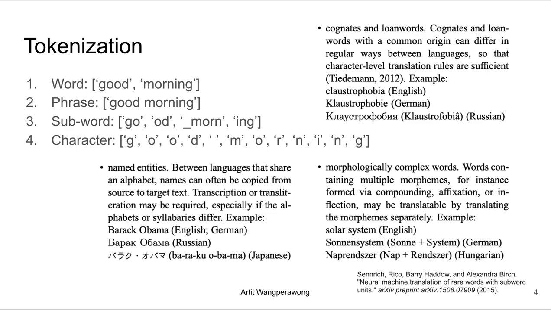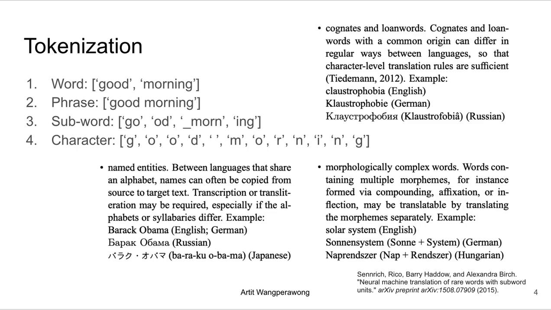Number 3, subword tokenization. In this case, we break down a word into chunks or pieces, and there are different schemes of how we do subword tokenization, which I will get into. But in this example that I've contrived, good is split between go and od. Morning is split between morn and ing. Okay? And then there's character-based tokenization, where we literally split on the characters. So in each of these types of tokenizations, each token is an element in the sequence.